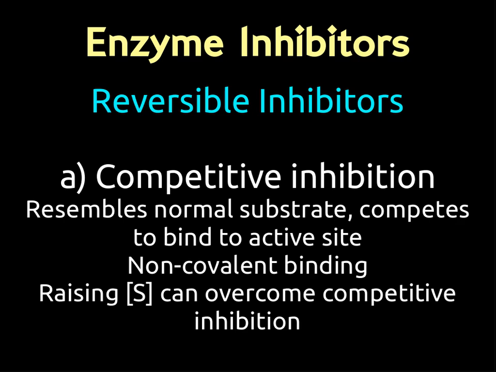When I was talking about Km, it is a measure of the affinity of the enzyme for the substrate. So it's essentially how quickly the enzyme latches onto the substrate. If you latch on more quickly, you have a lower Km. If you latch on less quickly, you have a higher Km.